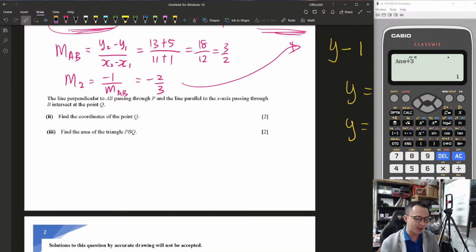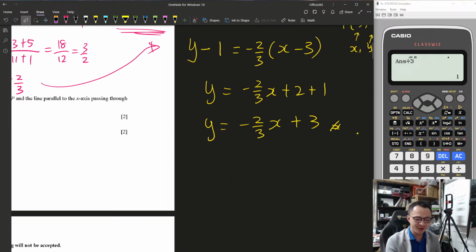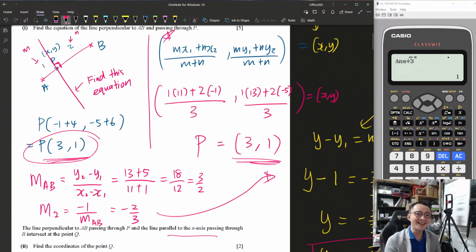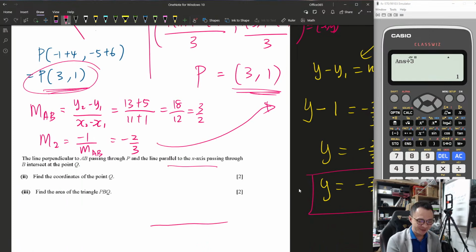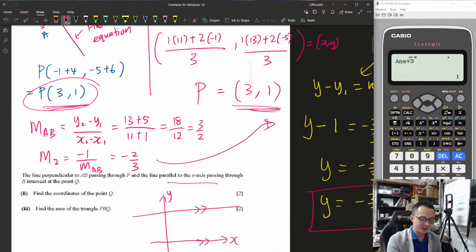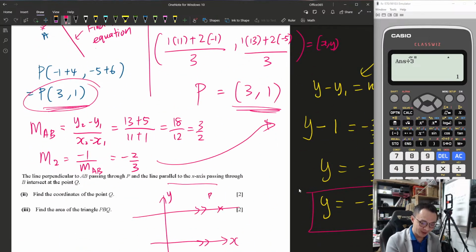Okay, the line perpendicular to AB and passing through P is the equation they are talking about, and the line is parallel to the x-axis passing through B. Parallel to the x-axis means what? If this line is the x-axis and this is the y-axis, I will have a line parallel to the x-axis passing through point B. B is what? (11, 13). So you're passing through point B, (11, 13).